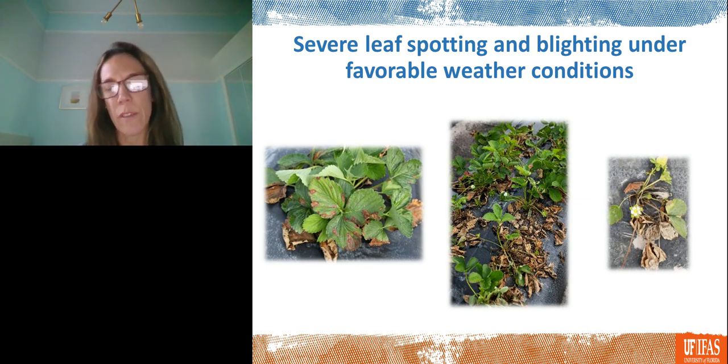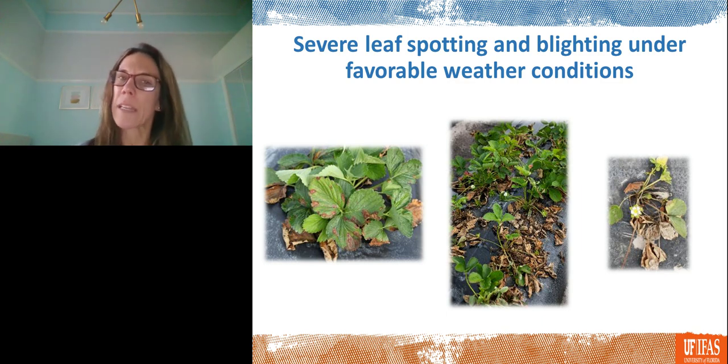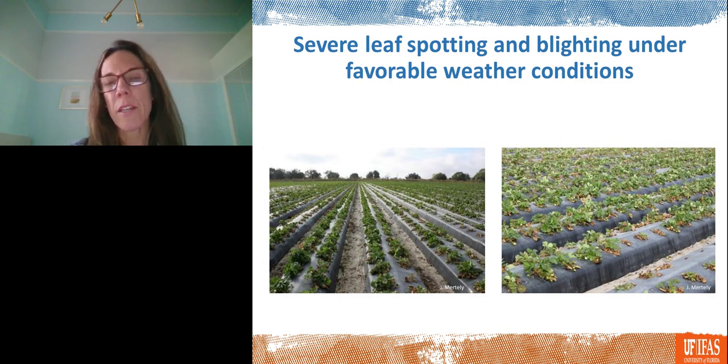If the weather conditions are not favorable, the new growth will come up clean, but all the blighted leaves were affected by this disease. It can eventually take all the leaves of the plant and move into the crown and kill the plant, as you see in the picture on the right side. And here's an overview of some fields that were severely affected in the past 2 seasons in Florida. It looks pretty devastating, and almost looks like somebody came with a torch and burned all those plants, the amount of dead foliage that you see.